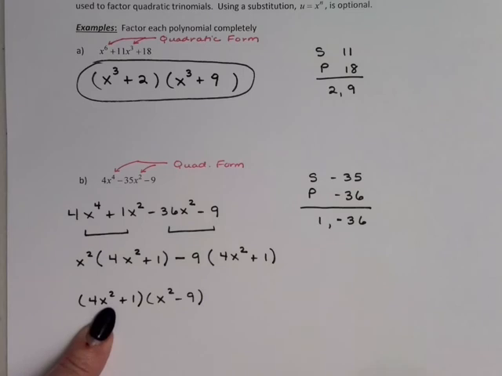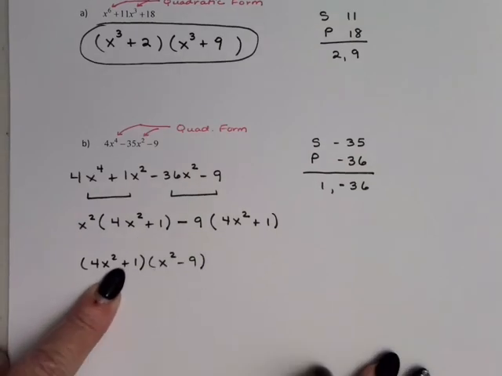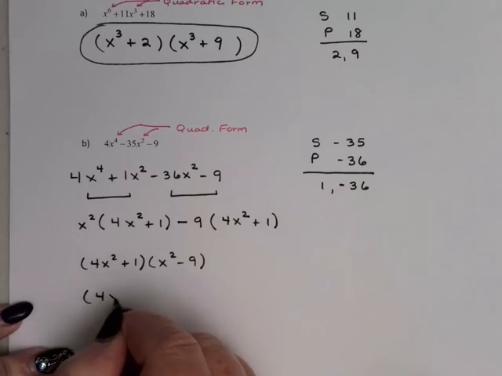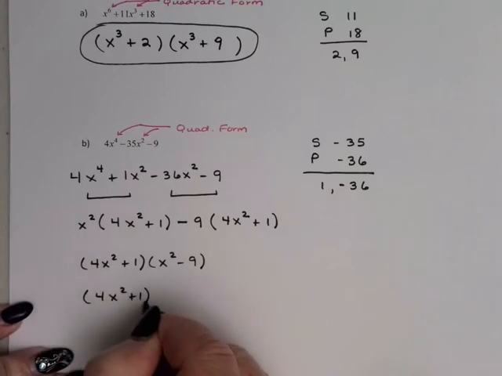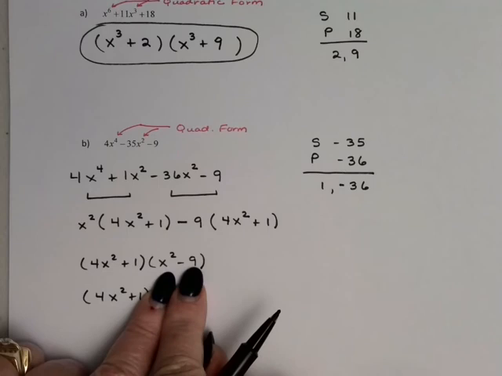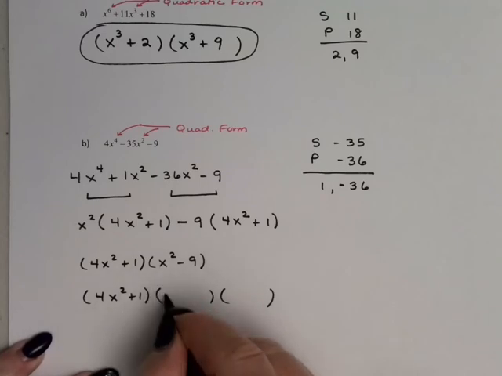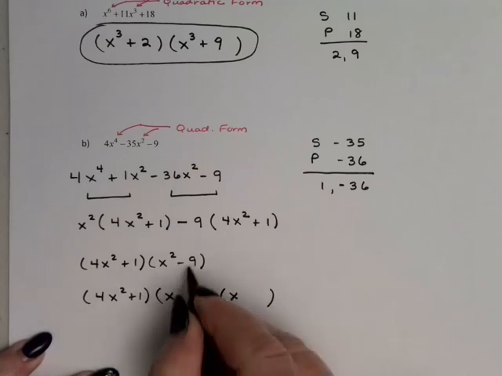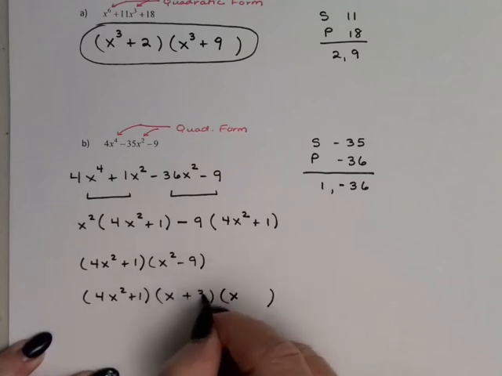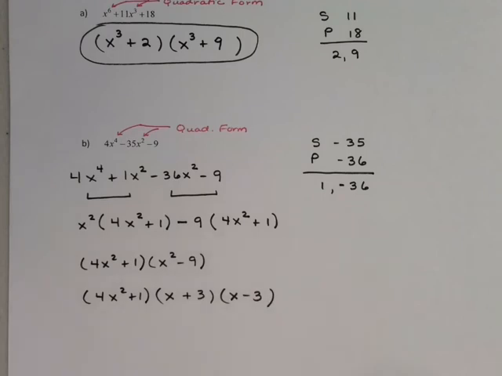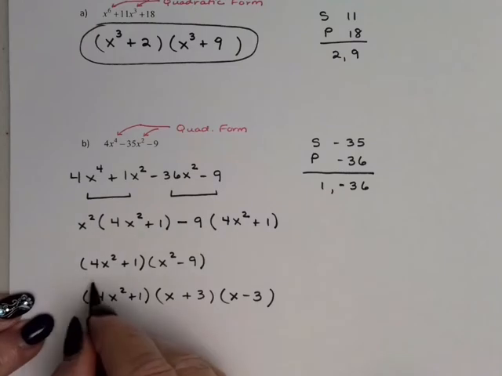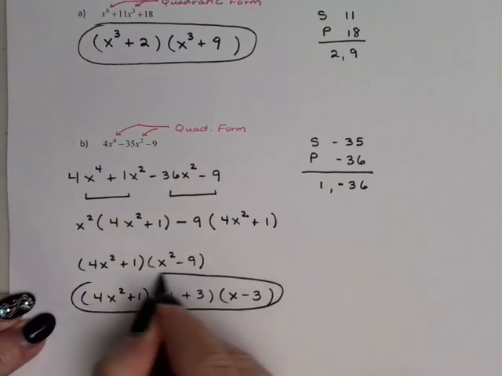The 4x squared plus 1 is done. These are perfect squares, but it's the sum of squares, so it's not factorable. But here I've got the difference of squares. So this I can factor. X squared is x times x, and negative 9 would be positive 3 times negative 3. So x plus 3 times x minus 3. This is now in its final factored form.